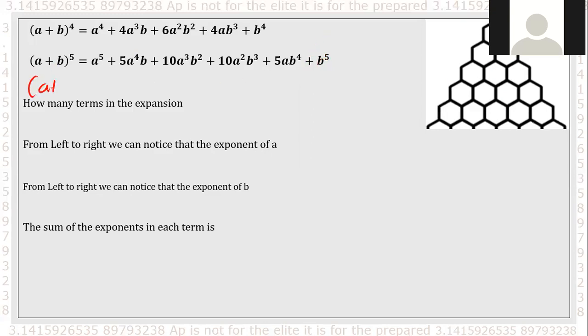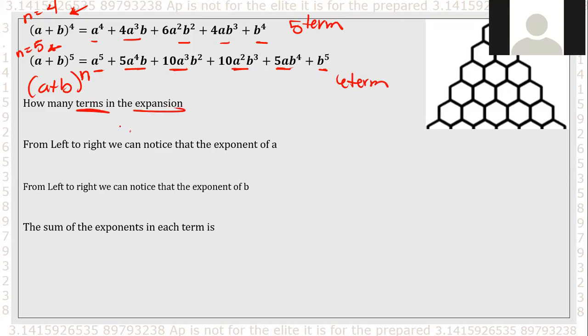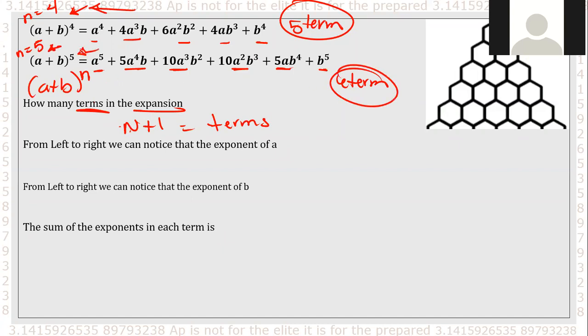If I gave you (a + b) to some exponent, let's call it n. Here we have when n is equal to 4 and n is equal to 5. We're going to notice some stuff. First, notice how many terms are in the expansion. When n is equal to 4, I got 1 term, 2 terms, 3 terms, 4 terms, 5 terms. So there's 5 terms right here. When n is equal to 5, I have 1 term, 2 terms, 3 terms, 4 terms, 5 terms, and 6 terms. So always when they ask you how many terms there are in an expansion, it is always n plus 1 terms. We had 5 terms because we added a 1 to the 4. We had 6 terms because we added a 1 to the exponent, which was 5.